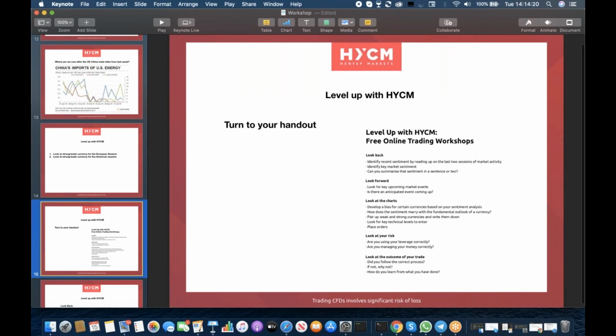So turn to our handout, and the way we use our handout is we start by looking back, and what we're trying to assess by looking back is what is the recent market mood. Okay, what's been going on in the last 2 sessions of market activity? We identify that key market sentiment, and we try to summarize that sentiment in a sentence or 2. Okay, that's what we're trying to do. What is moving the market at the moment?